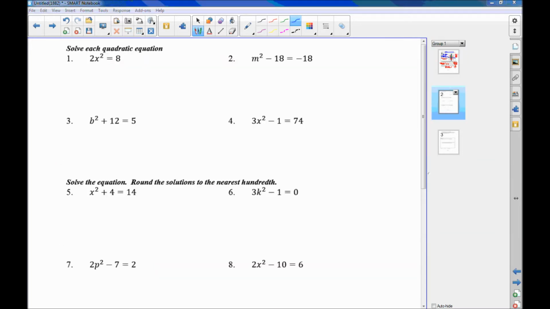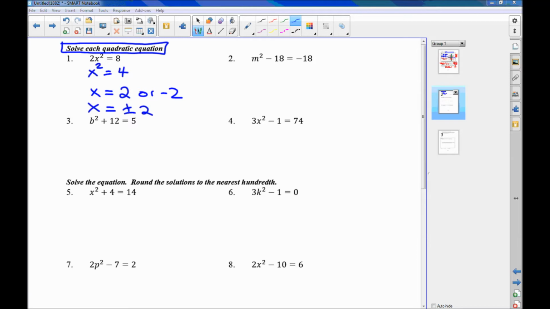On the back side, our directions say solve each quadratic equation. Number one, we have 2x squared equals 8. We want to isolate the x squared in this method because the b value is 0 in this quadratic equation. So we'll divide both sides by 2 to get 4, and then we square root both sides. 2 times 2 makes 4, but so does negative 2 times negative 2. So we can write 2 or negative 2, or we could write plus or minus 2. You'll see me write plus or minus 2 for the rest of the time. That's shorthand for positive 2 or negative 2 at the same time.